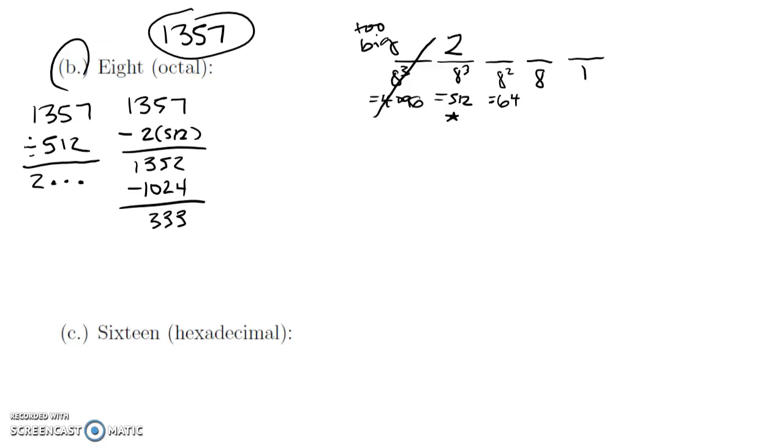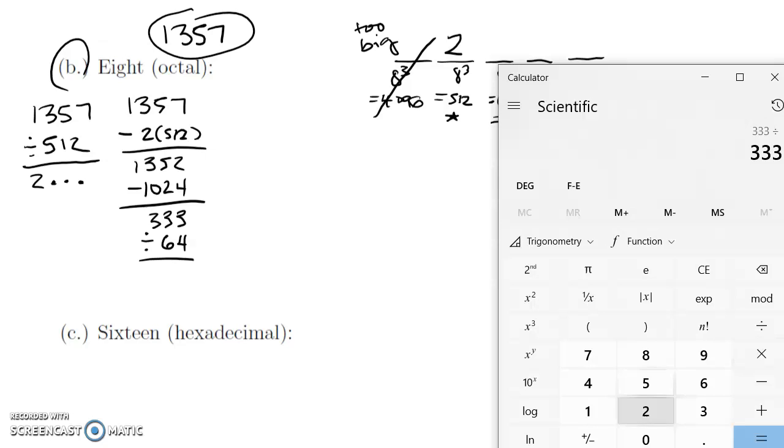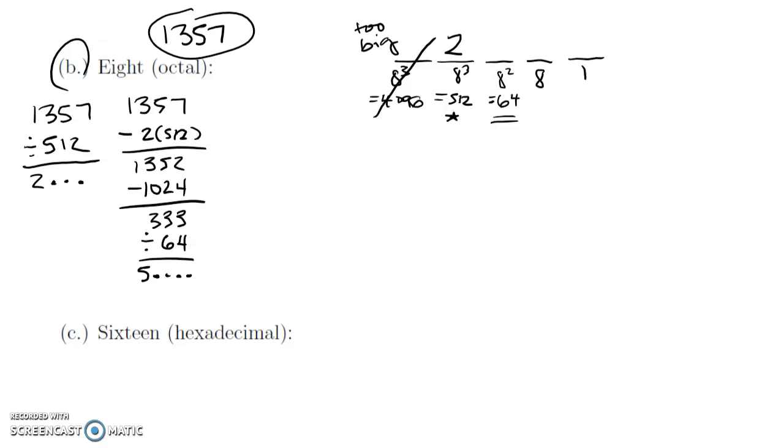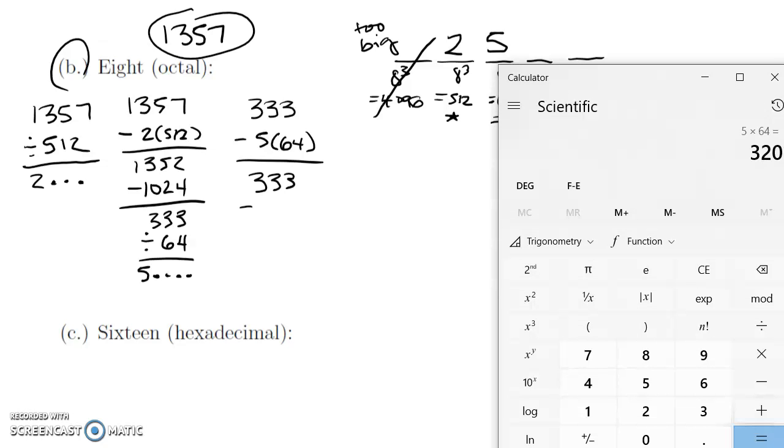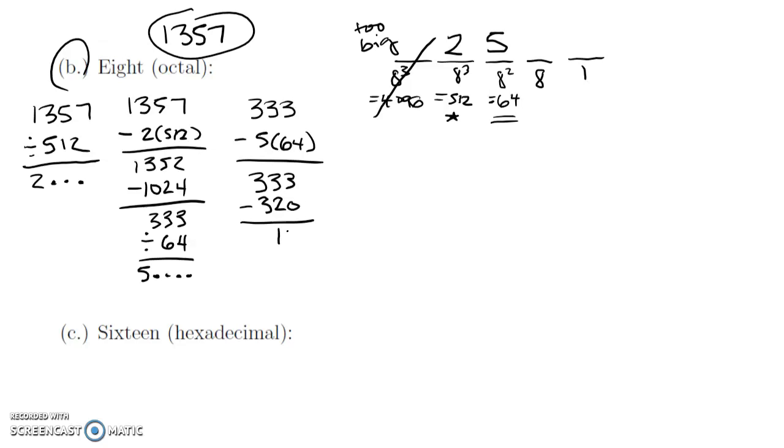Now we're asking, how many of the second position goes here? How many 8 squareds, or how many 64s? So we're going to take this and divide it by 64. Coming back to our calculator, we'll take that 333 and divide it by 64, and we'll see it goes in 5 times plus some extra. So 5 whole times. So we'll have a 5 in that position. We've now counted 5 copies of 64. So from the 333, we need to subtract 5 copies of 64. 333 minus, let's see, 5 times 64 is 320. So we're going to have 13 left over.